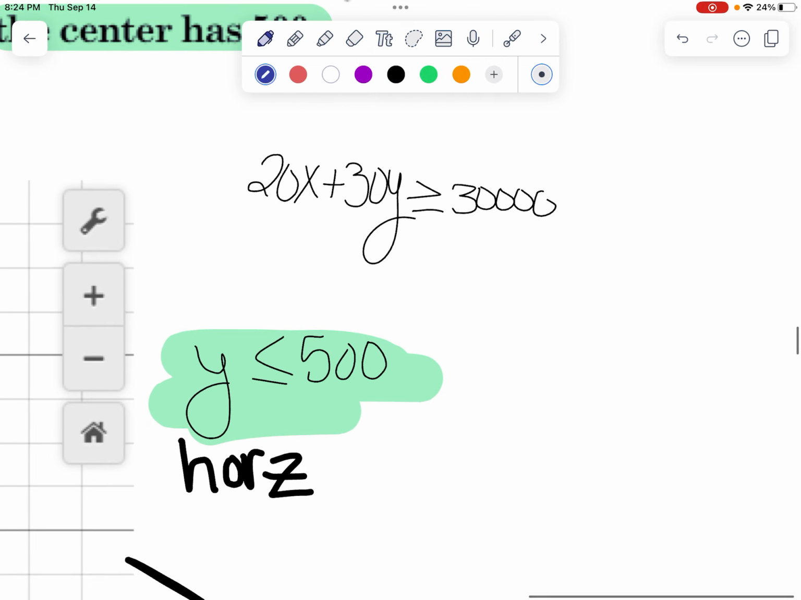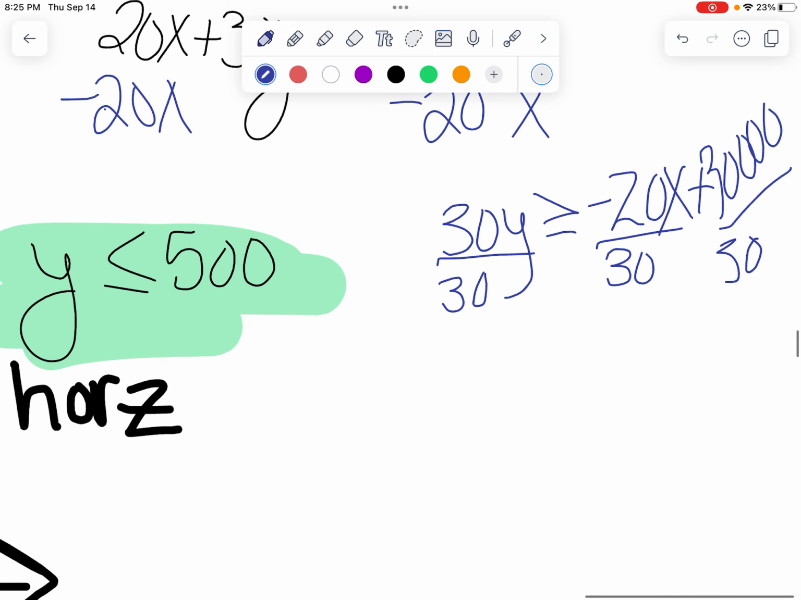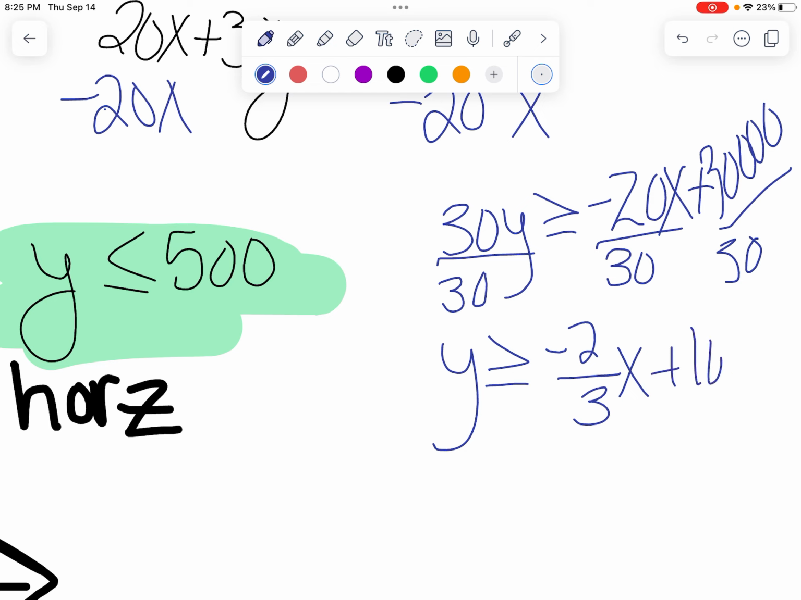Well, this one's going to be more of a challenge because it's not in y equals, but that's okay because we have those skills. So minus 20x. All right, and that's 30y greater than or equal to negative 20x plus 30,000. And we're going to divide by 30. Grab your calculator if you're not sure how to do that, please. You will get y is greater than or equal to, I did not flip my sign, I did not divide by a negative, negative 2/3 x plus 1,000.